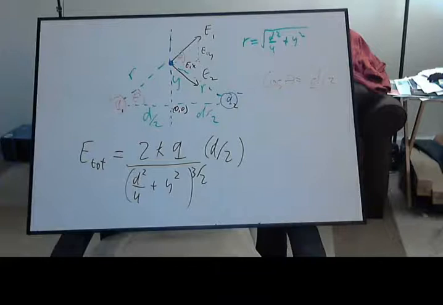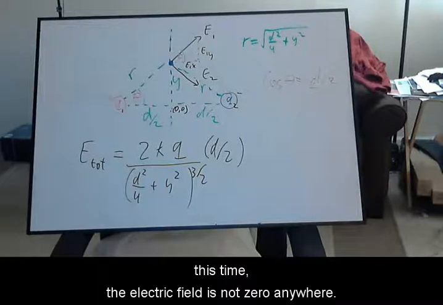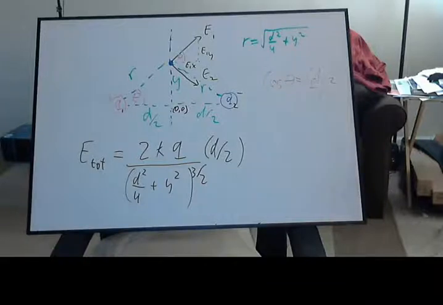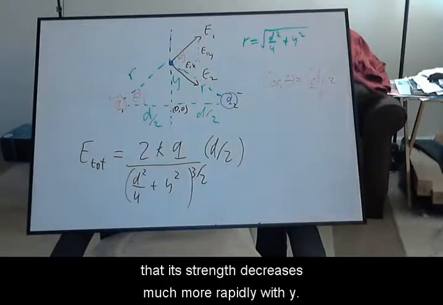Now interpret. Notice that unlike the first example, this time the electric field is not zero anywhere. However, also notice that its strength decreases much more rapidly with y.